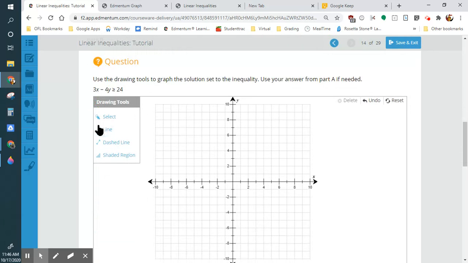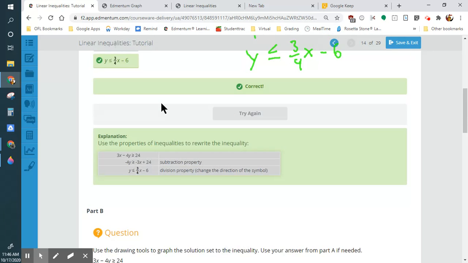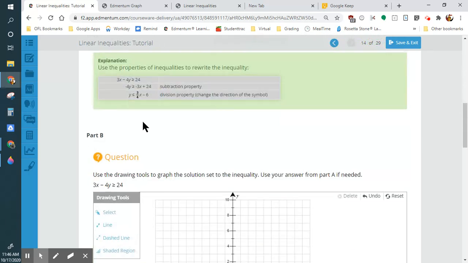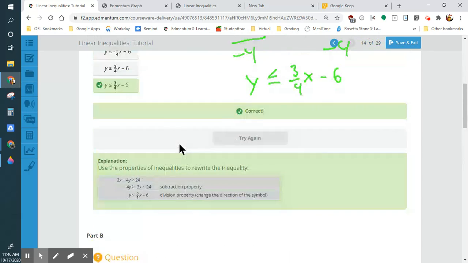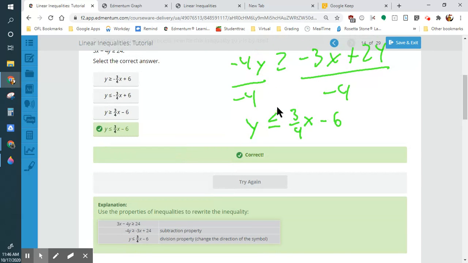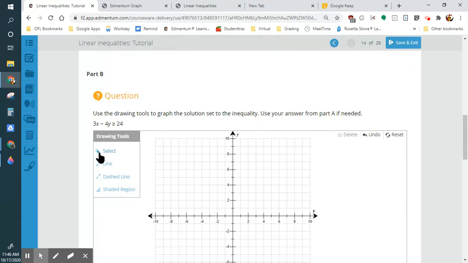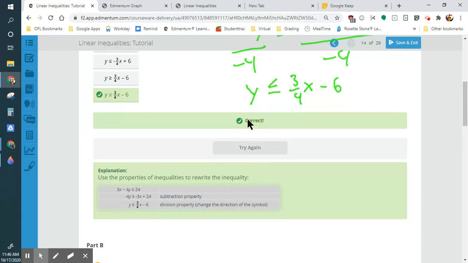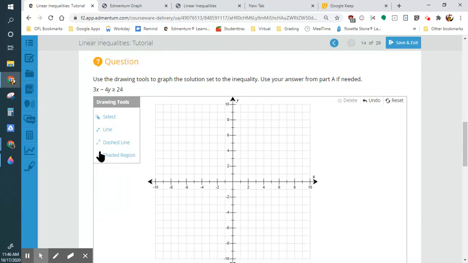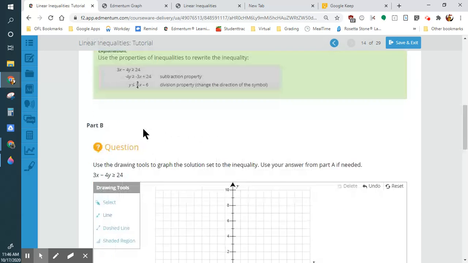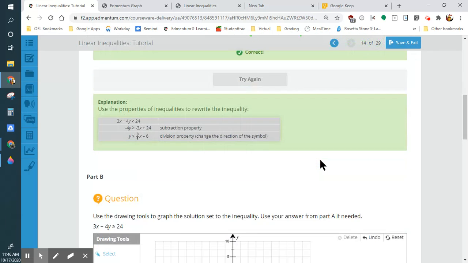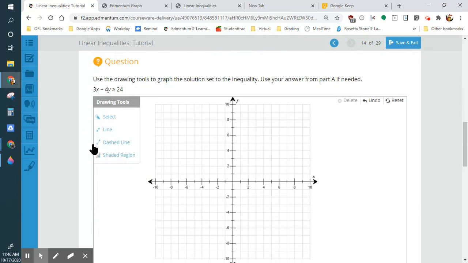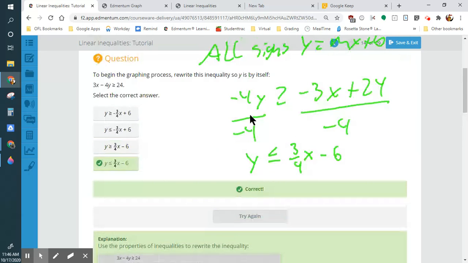All right, now we're going to do a graphing tool. So luckily, it's the same question. They're literally asking you the same question, so you don't have to calculate it again. So you can just take this and move it over here. So what I'm going to do is my intercept is -6, and I'm going to go up 3/4. And it is a solid line because it has that equal sign.